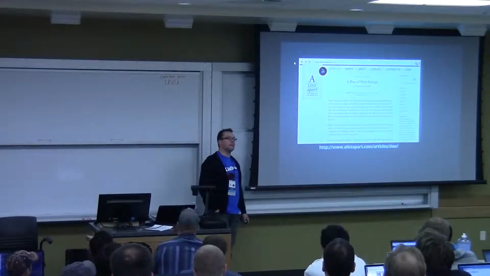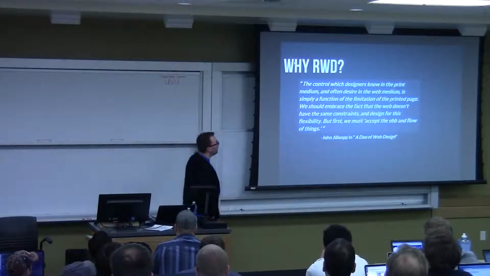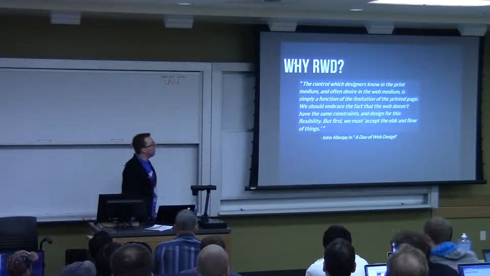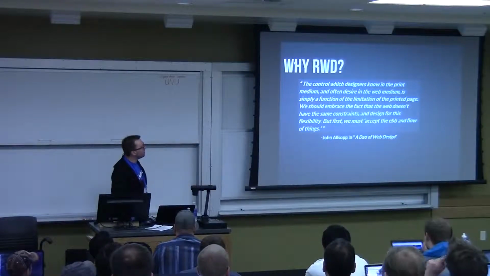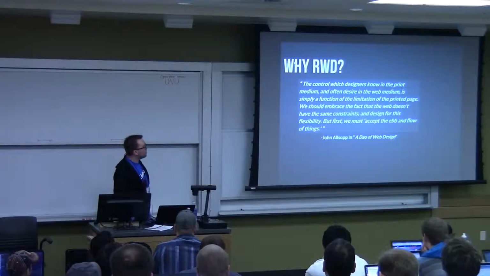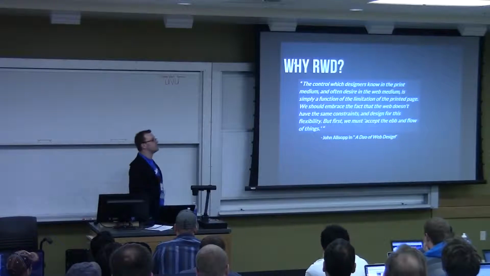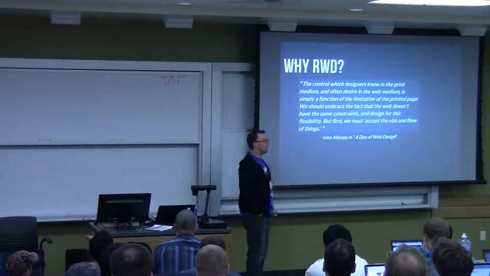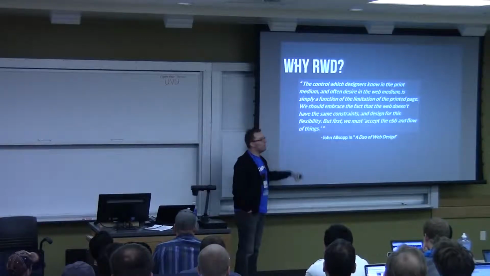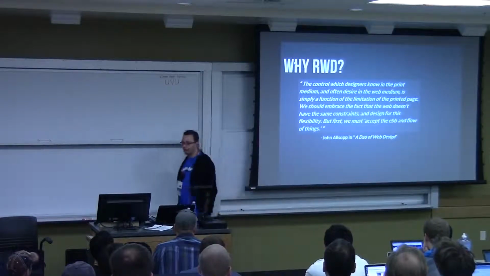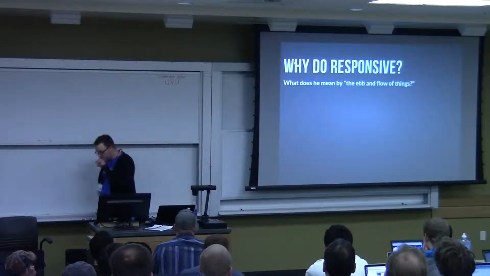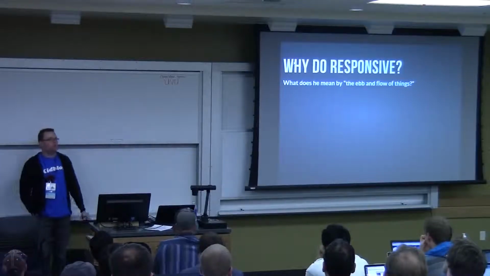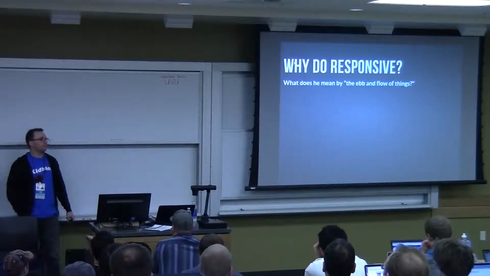And one of the things that he said in this article is this: the control which designers know in the print medium and often desire in the web medium is simply a function of the limitation of the printed page. We should embrace the fact that the web doesn't have the same constraints and design for this flexibility. But first, and this is the part that gets me every time, we must accept the ebb and flow of things. So let me ask you a question. What do you think John meant when he said the ebb and flow of things?